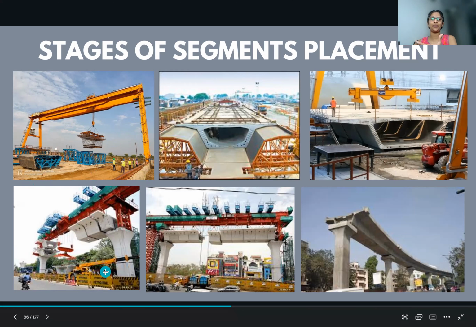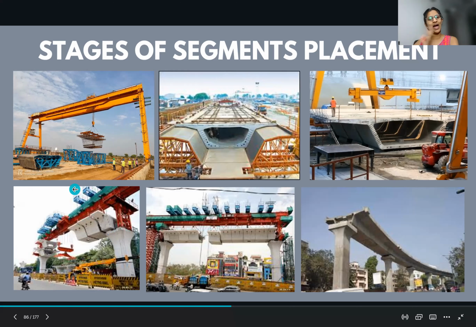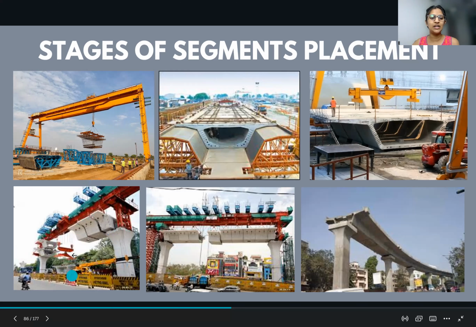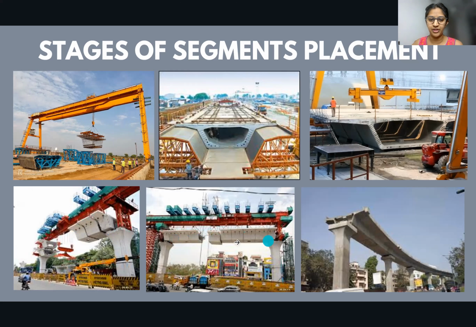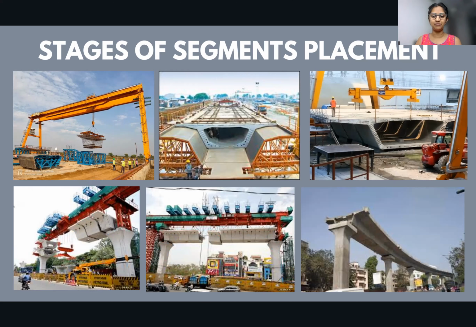All of these segments must be transported from the casting yards to the actual site where they have to be erected. Erecting is basically lifting all of these segments individually and placing them over here. So it will be placed one by one. Now you can see this particular pier. By now you know that all of the piers were completely ready, so the whole span construction has to take place.